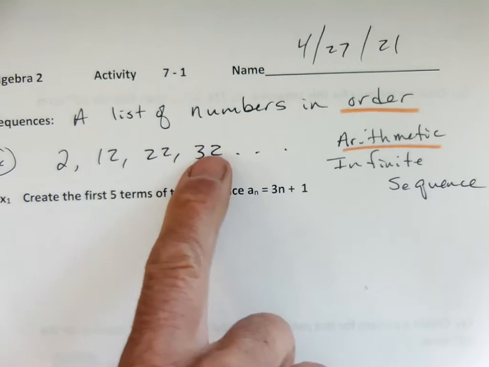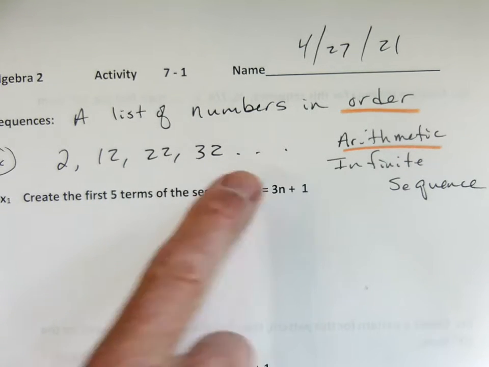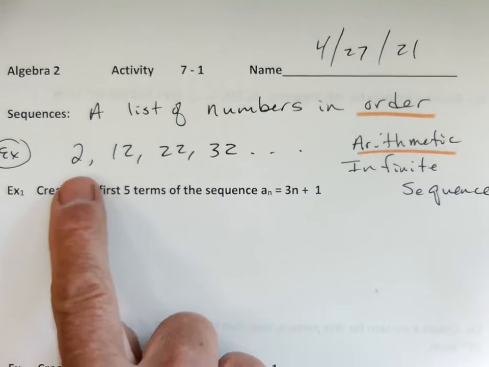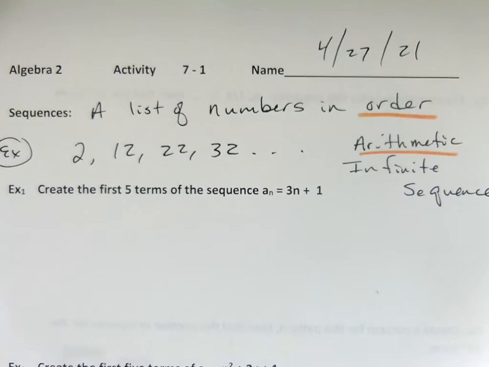Infinite means it goes on forever, right? That's easy. And it's a sequence. So a sequence is just the list of numbers in order, okay? All right, that's pretty easy. You guys agree? Nothing hard about that.